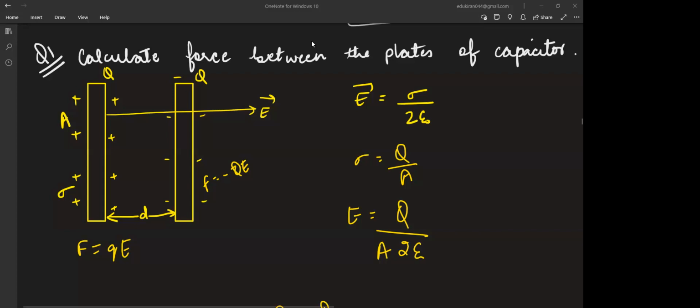Sigma by epsilon naught. See, electric field due to single plate is sigma by 2 epsilon naught. If there are two plates, then sigma by 2 epsilon naught plus sigma by 2 epsilon naught becomes sigma by epsilon naught. So that is between both the plates. Right now we are considering just due to this one plate. That's why I have taken this formula. Otherwise, two wouldn't have been there.